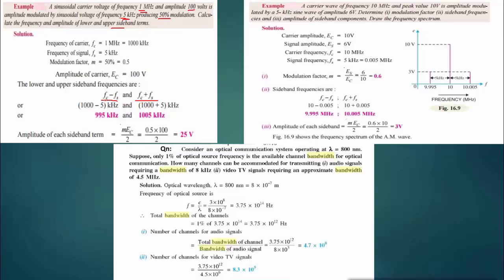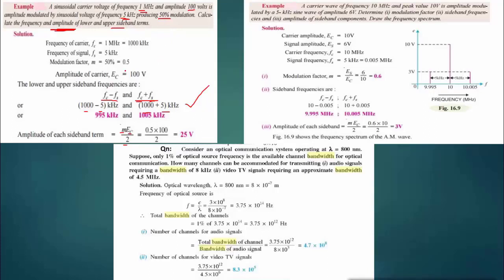So just put in the numbers: 1000 minus 5, 1000 plus 5, you get your answer. Just remember what the signal frequency is and what the carrier frequency is. Again, calculate the amplitude. It means the voltage amplitude of the lower and upper sidebands, as I said, is given by the product of modulation factor and EC divided by 2.